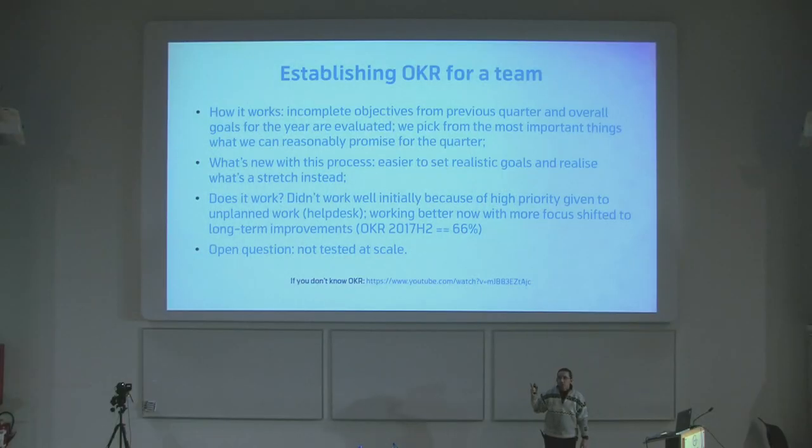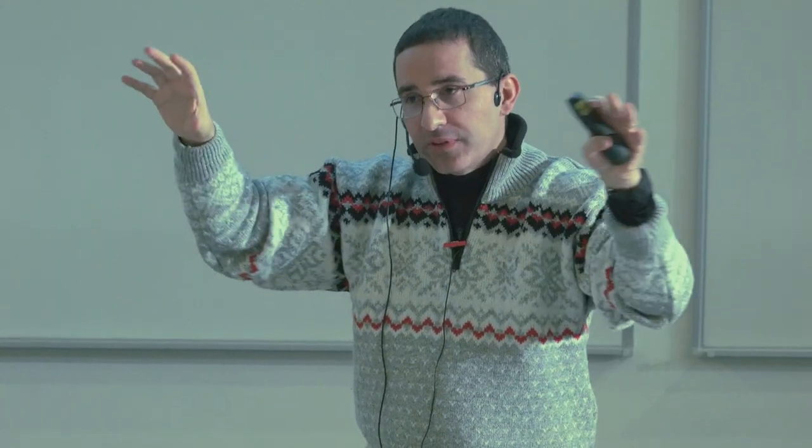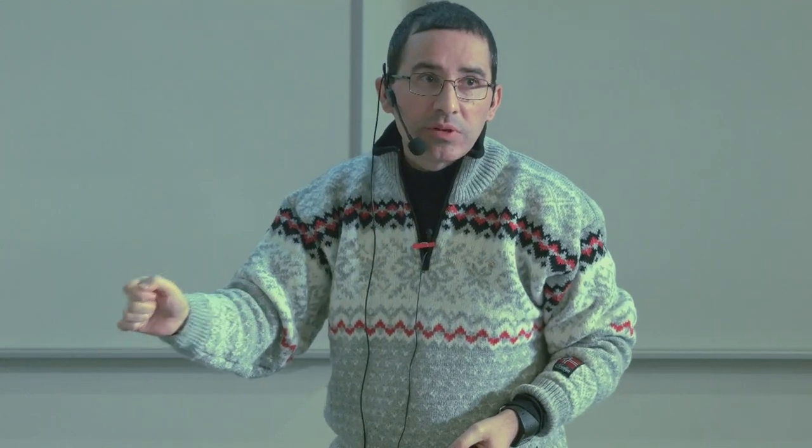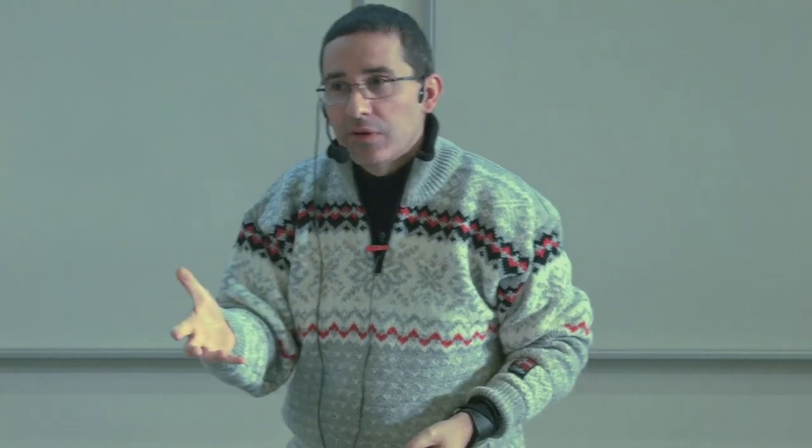Who knows or uses OKR? 1, 2, 3, okay, too few. So OKR in 60 seconds. You may want to watch the video from Google Ventures if this seems interesting, but basically it's a way to have a company goal and fraction it in sub-goals, for example, for the several divisions that are in the company, and then fraction and fraction down the hierarchy until you have objectives for every person, and you attach to each objective some key results that are measurable so that you can actually decide if the objective was reached, half reached, or not. That's 60 seconds.